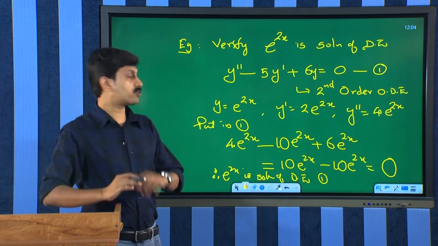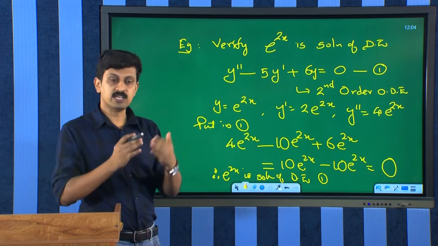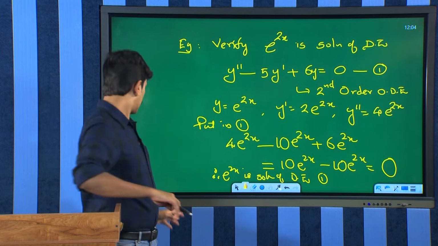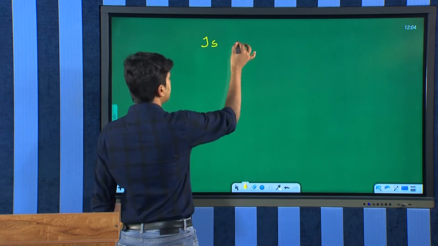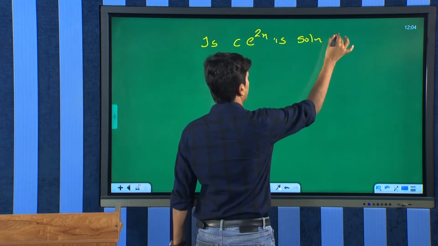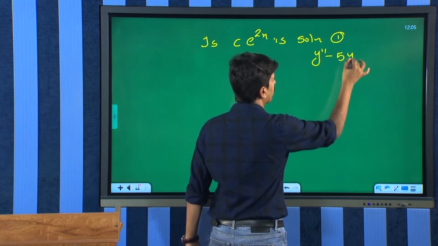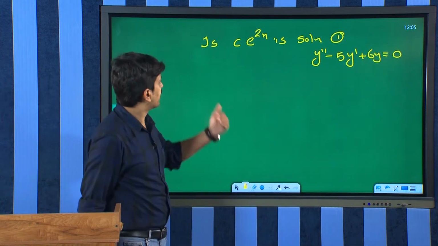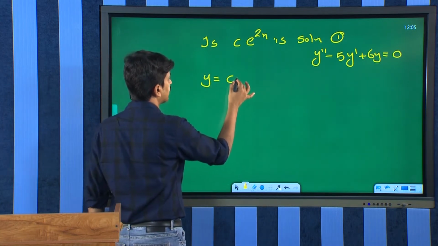Now, again I have one more question for you. Is c e^(2x)? Instead of e^(2x), I just put an arbitrary constant with it. So, I am asking, is c e^(2x) a solution of differential equation 1, that is, y double dash minus 5y dash plus 6y equal to 0? Fine. Instead of y, I put c e^(2x).